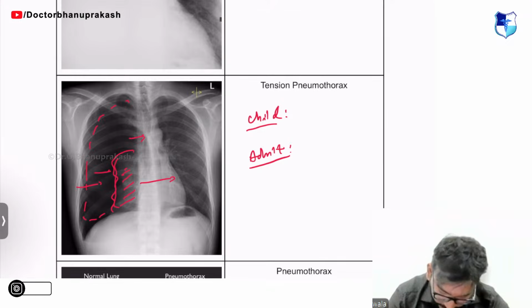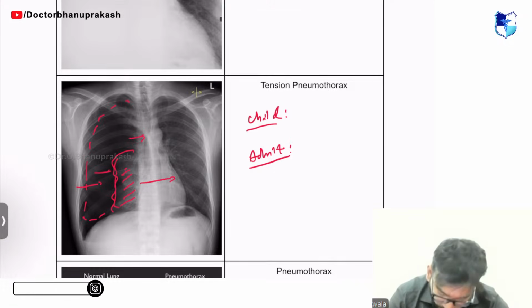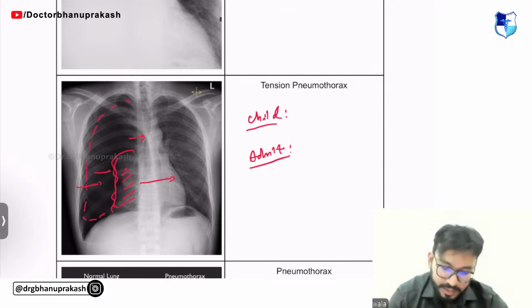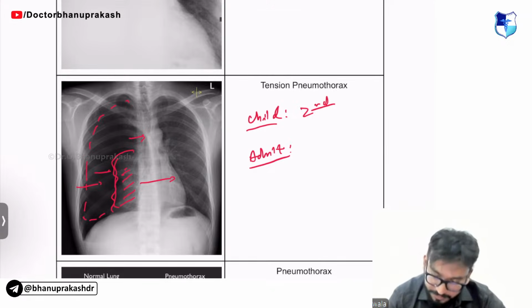Yes. In the second intercostal space. Yes. In the mid-clavicular line. Yes, absolutely beautiful, Nirisha. That is for children. Second ICS, in the mid-clavicular line.